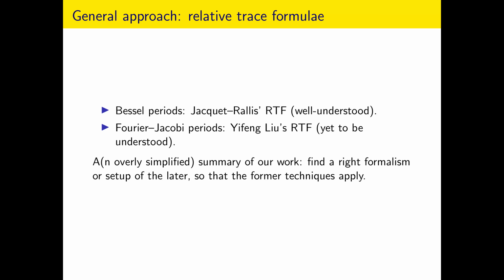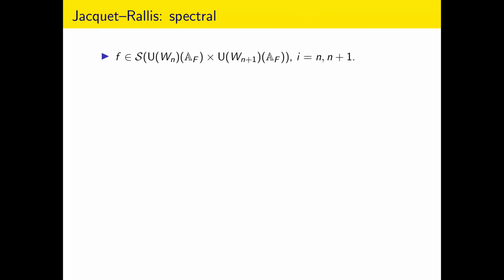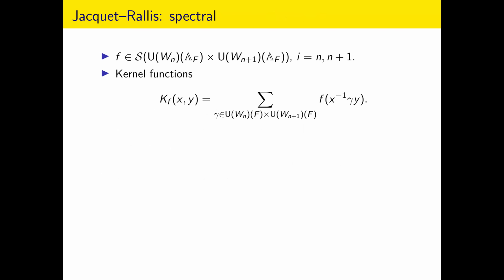So for the rest of the talk, I will try to explain the analogy between the two cases and how we actually end up with some of our constructions based on the insight from the case of the Jacobian lattice. So let's look at the Jacobian lattice case first. We have the usual setup of the relative trace formula.